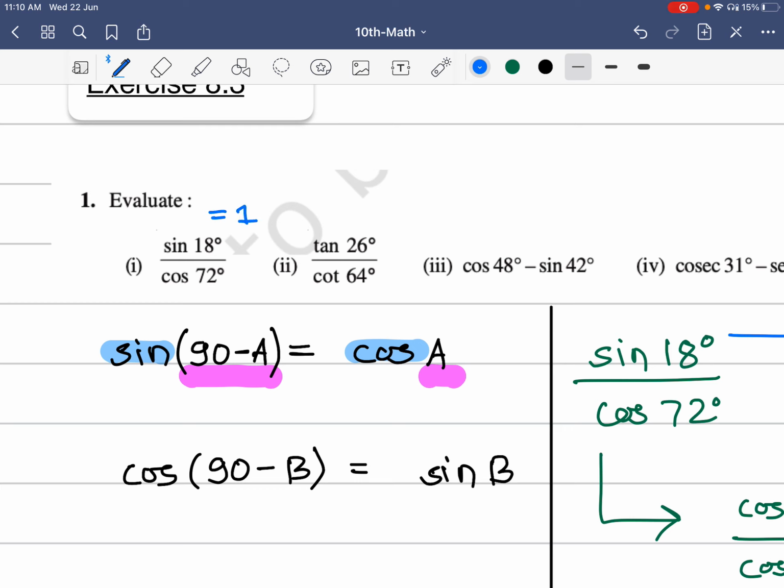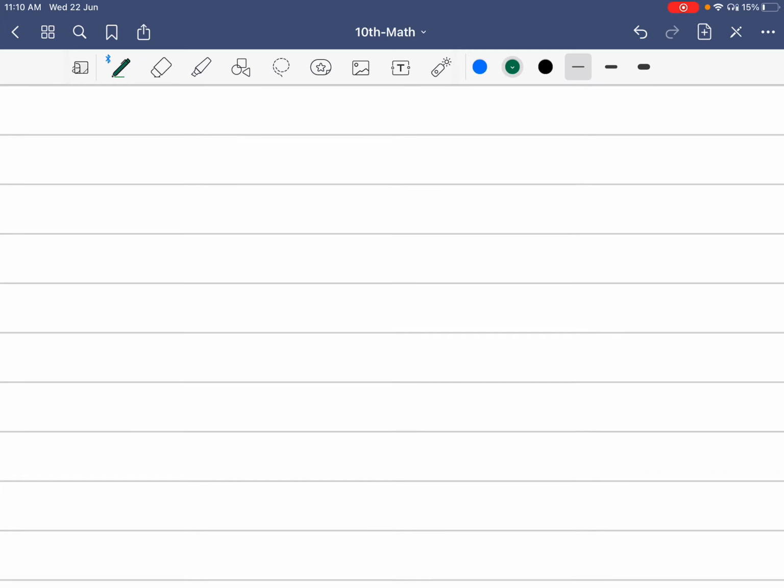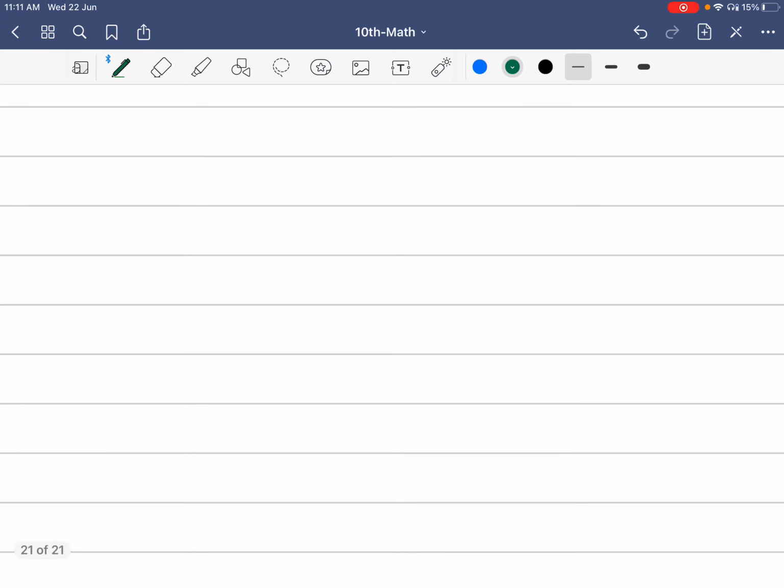Now similarly, let's go to the second expression, which is tan and cot. I'm going to rewrite this expression first: tan 26 divided by cot 64. So the expression is tan 26 degree the whole divided by cot of 64 degree.